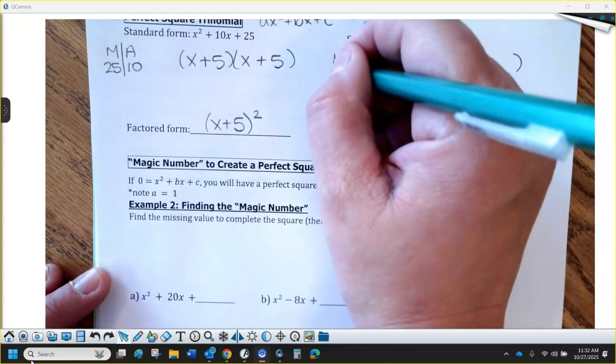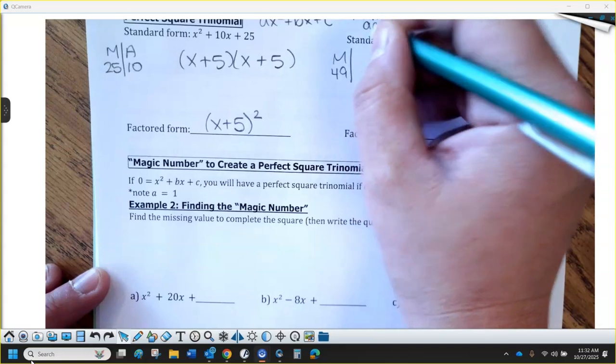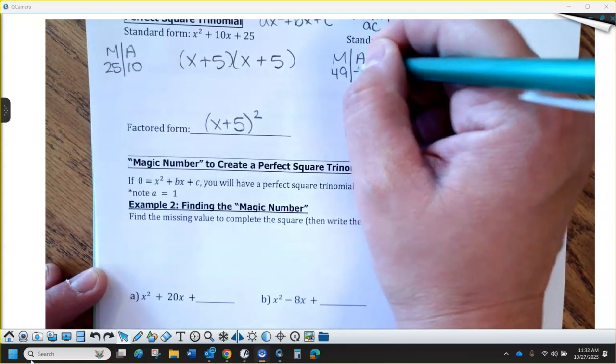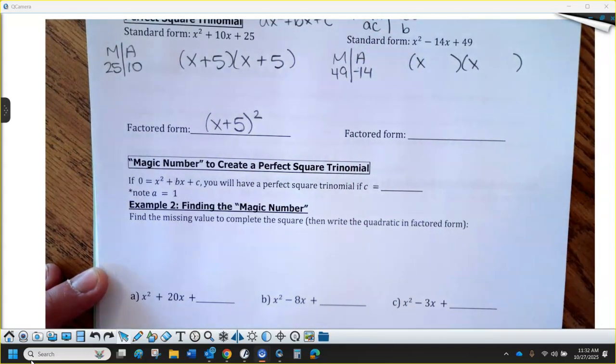For this other one, can you think of 2 numbers when you multiply them, you get positive 49, but you add them, you get negative 14? 7.